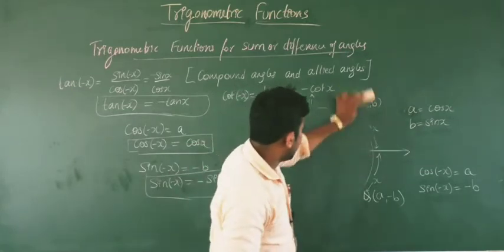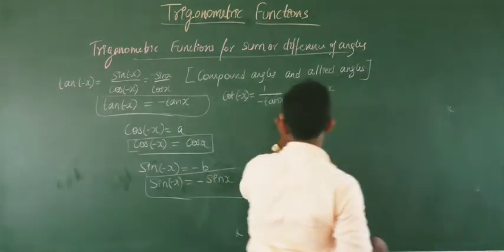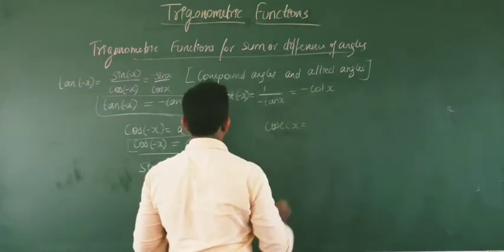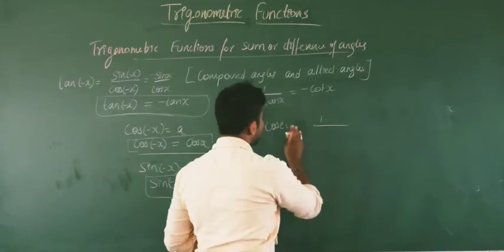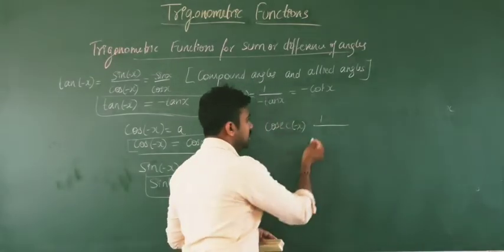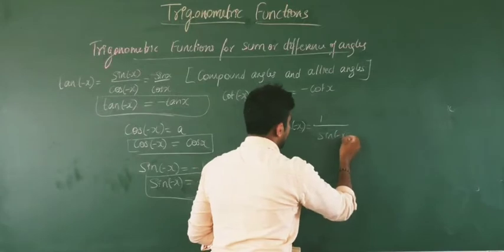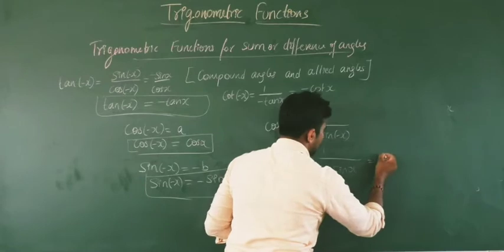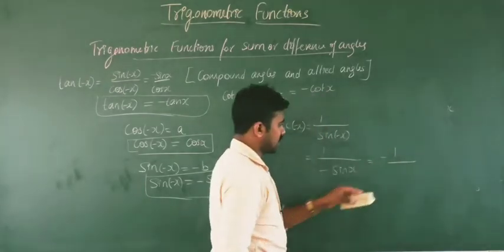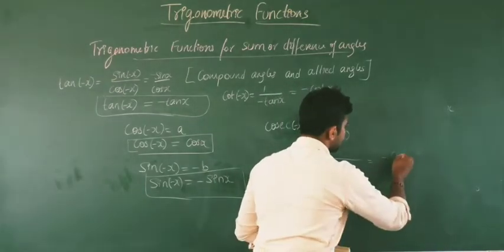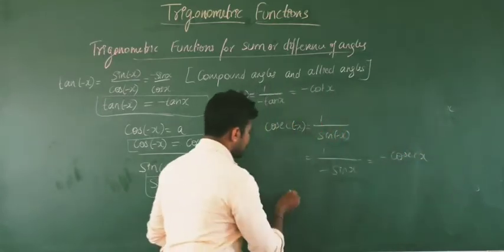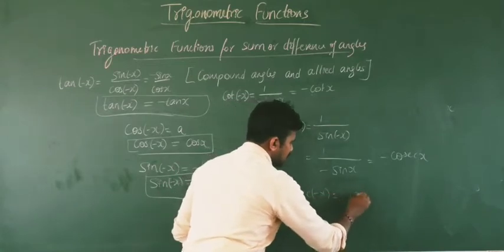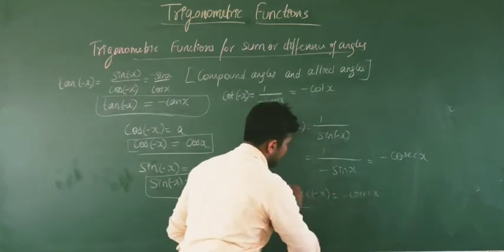Similarly, the next trigonometric function, that is cosecant of minus x. It is nothing but 1 by cosecant of minus x, it is nothing but 1 by sine of minus x. But what is the value of sine of minus x? That is minus sine x. So minus 1 by sine x. 1 by sine x is nothing but cosecant x. So cosecant of minus x is nothing but minus cosecant x.